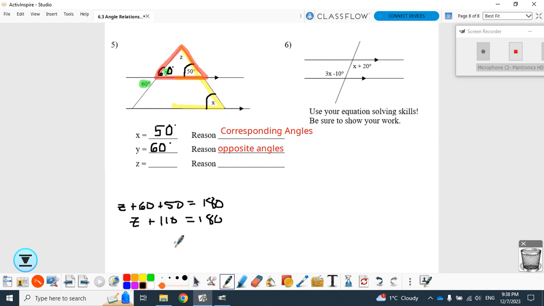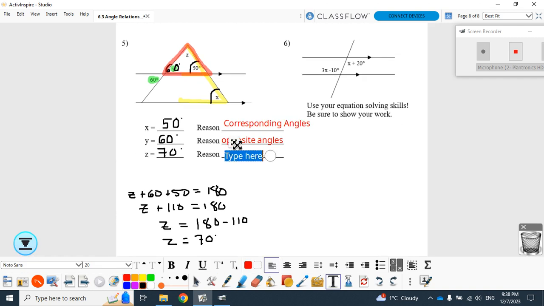You might have a better way to do this, which is totally fine. Z equals 180 minus 110, which means Z is, that's a Z, I promise. Z equals, sorry, does that say 110? Let me just fix that for us. Z's got to be 70 degrees. And the reason for that, we could say, is the sum of interior angles of a triangle has to be 180 degrees. That's how we got that.